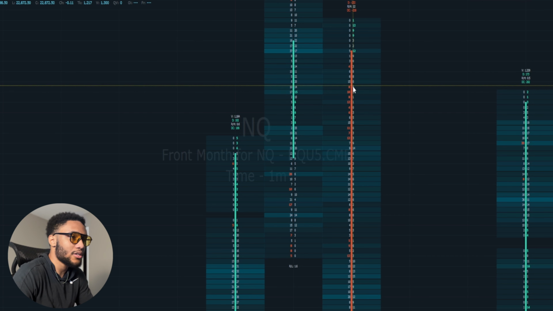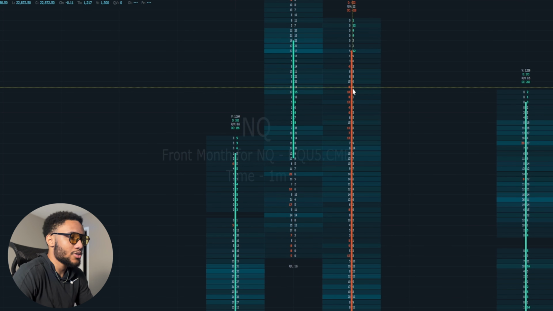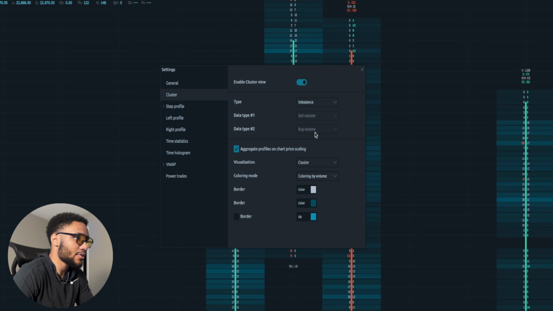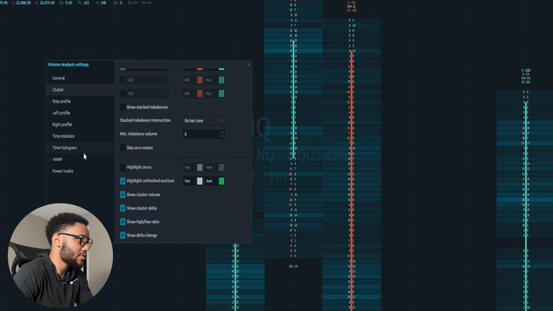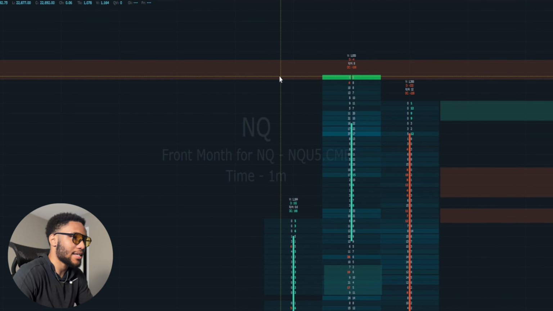Now, like I said earlier, stacked imbalances are essentially 3 consecutive imbalances in a row. So once I put on the little highlighter to make it a little bit easier, you're going to see that this area right here is going to have a zone. This is a stacked imbalance. You have a stacked buy imbalance here. You have a stacked sell imbalance here.